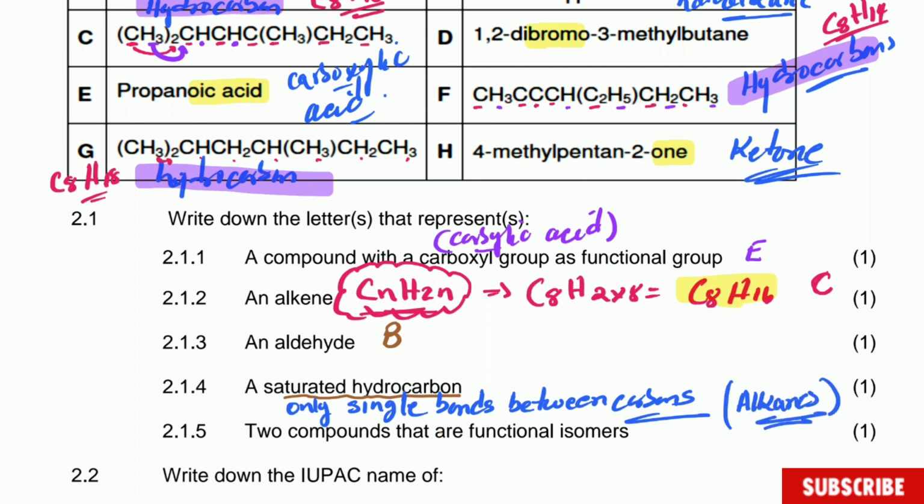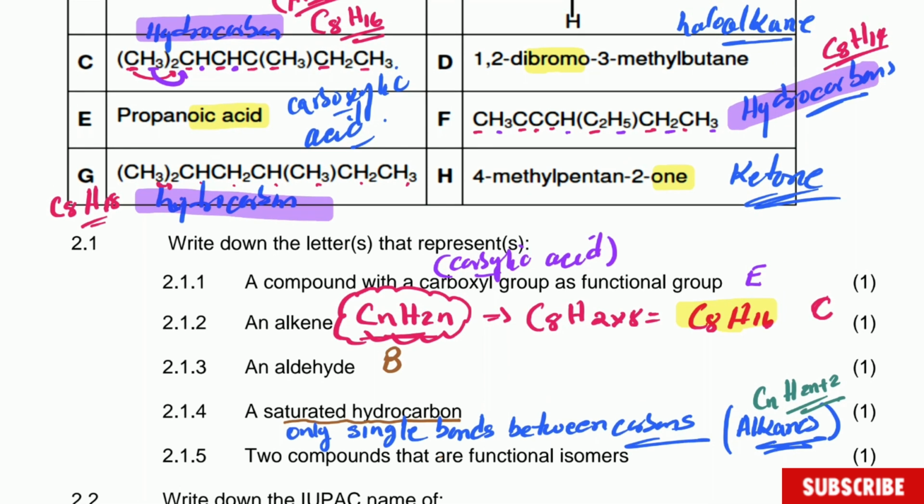Alright, and now guys, for alkane we are going to do similar to what we did in 2.1.2. We're going to look for the general formula. Now the general formula for alkane, guys, is CnH2n+2. So if we go here, know that all the hydrocarbons, this work was done already previously.